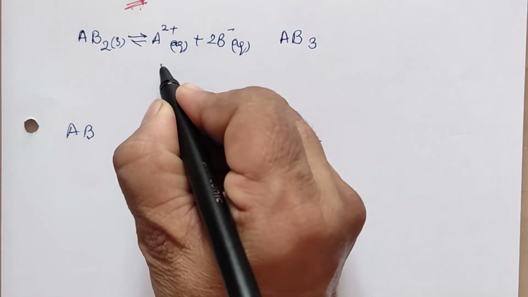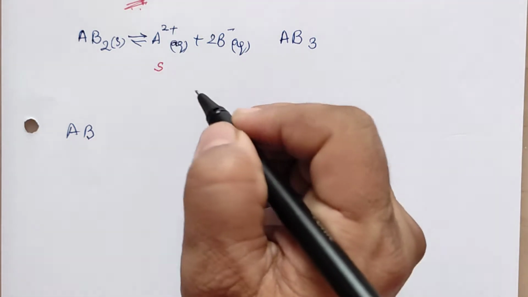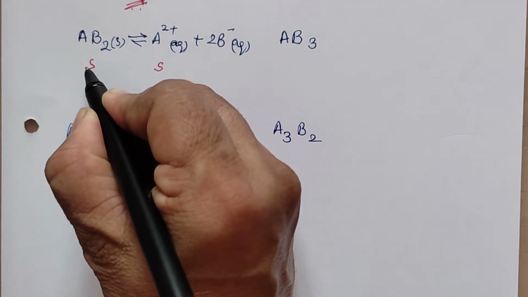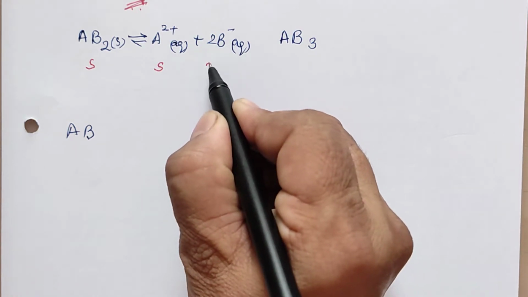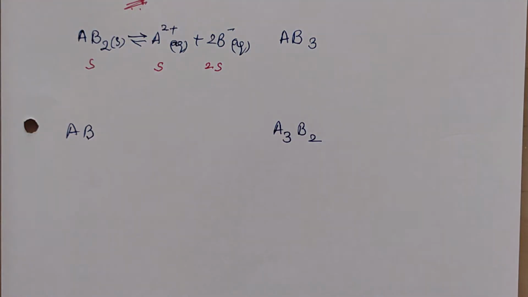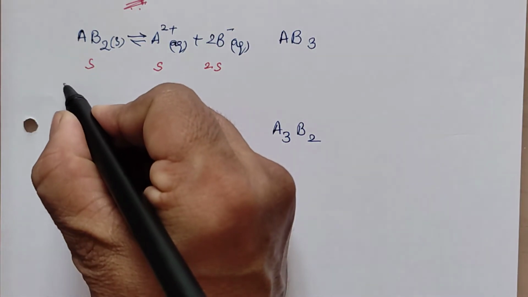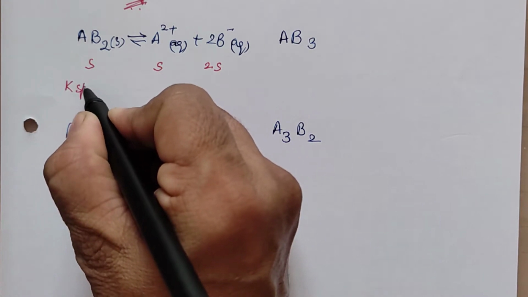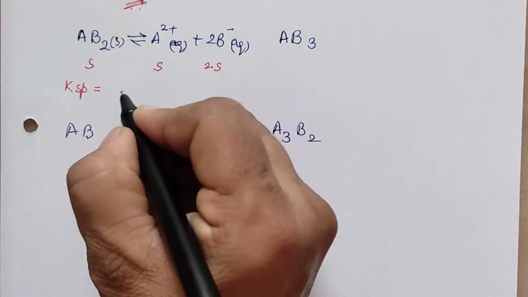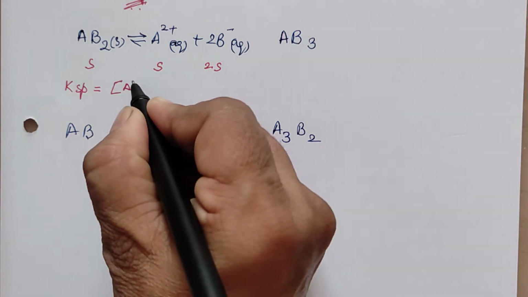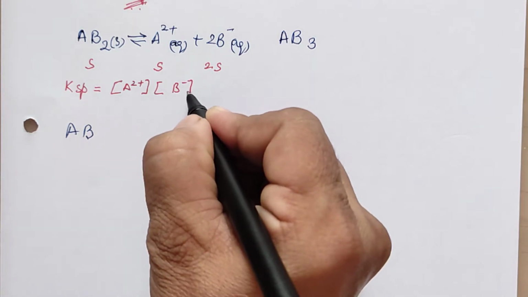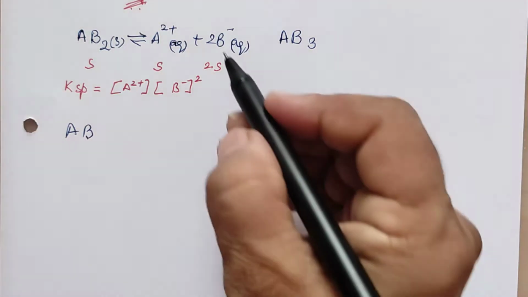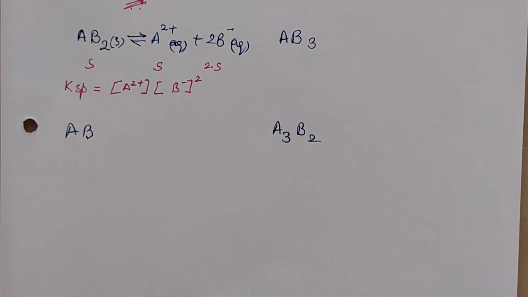So we will say S moles per liter of this will be formed. If S of this is getting dissociated, S of this will be formed, and because the coefficient is 2 here, 2S moles per liter of the ions will be formed. Now when we apply the law of mass action, I get the KSP formula as the concentration of A2+ multiplied by the concentration of B- to the power 2. That coefficient we write down as the power also.